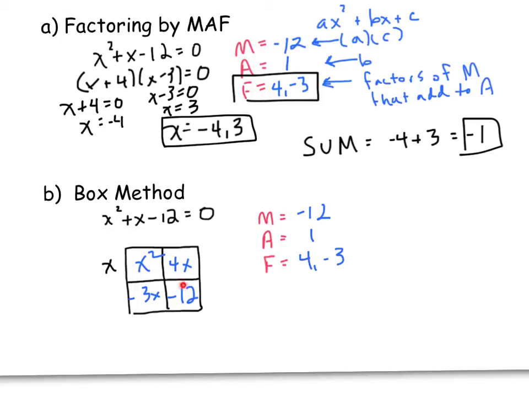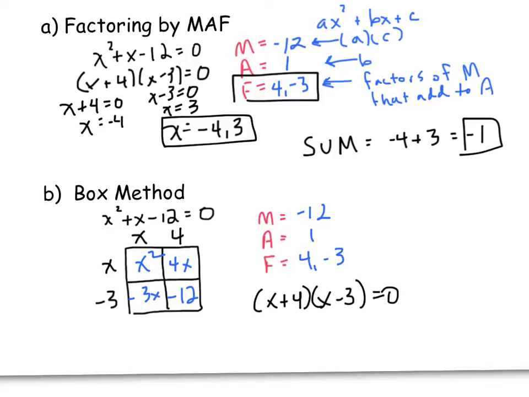The GCF out of negative 3x and negative 12 is negative 3. The GCF out of x to the second and negative 3x again is x. And then the GCF out of 4x and negative 12 is 4. And you always take the first term. If the first term that you're taking out is negative, you pull that out as negative. So like this one was positive, so I pulled it out as positive, which makes my factors here x plus 4, x minus 3, and then we can finish the question very similar to how we finished the last one.